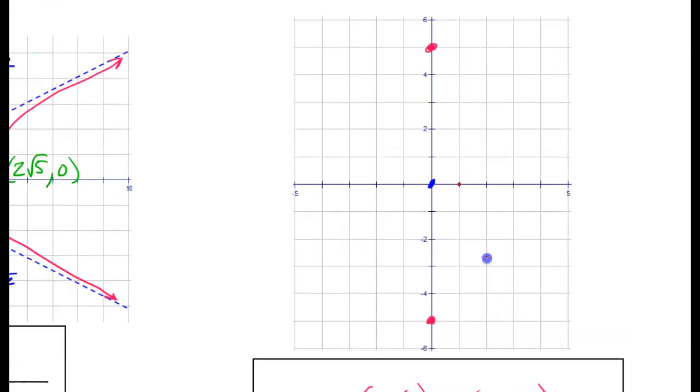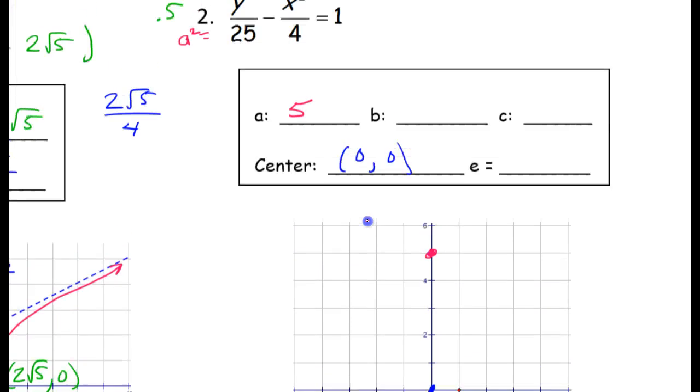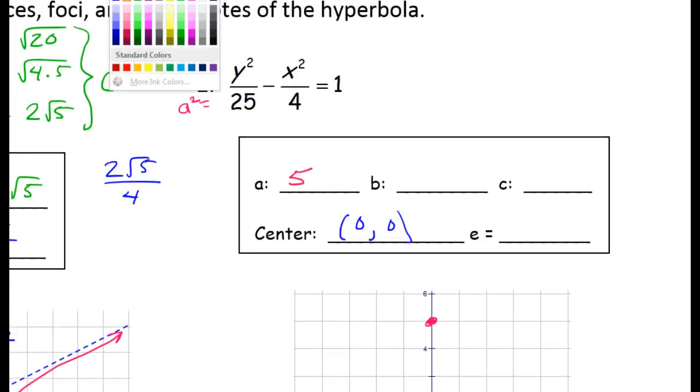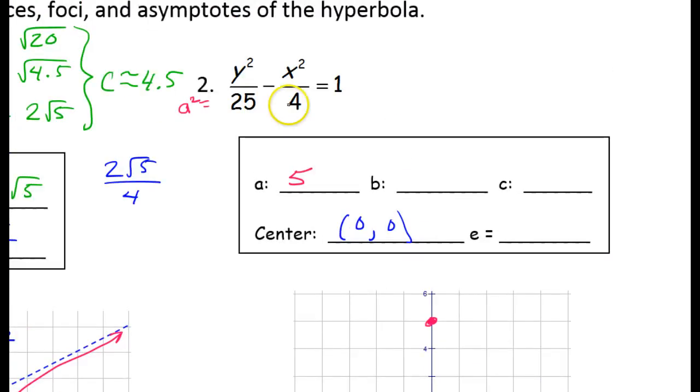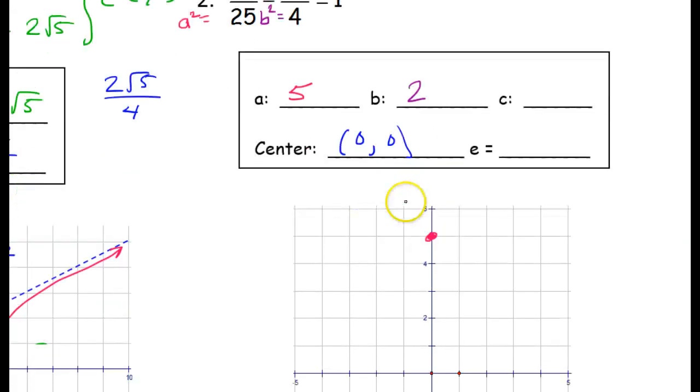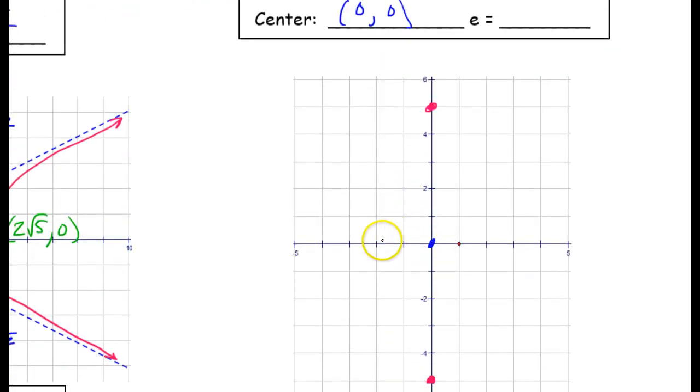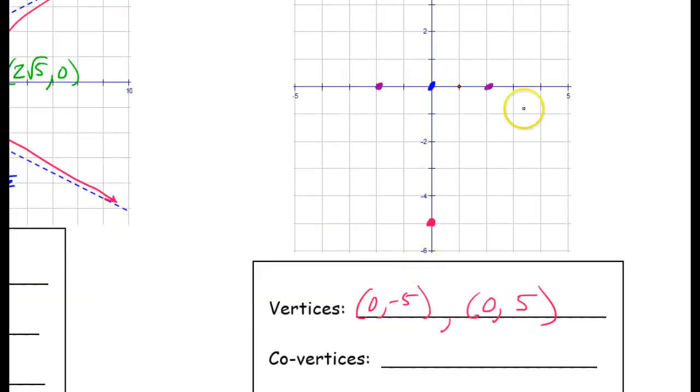Okay, those are my vertices. Now, how about those co-vertices? For the co-vertices, I need the b value. B squared is always going to be the second denominator, the denominator of the negative term. So b is 2. Notice that the 4 is the denominator of the x term. So I will do my plus and minus 2 in the x direction. So that's why I will go 2 to the left and 2 to the right. These are my co-vertices, negative 2 comma 0 and 2 comma 0.